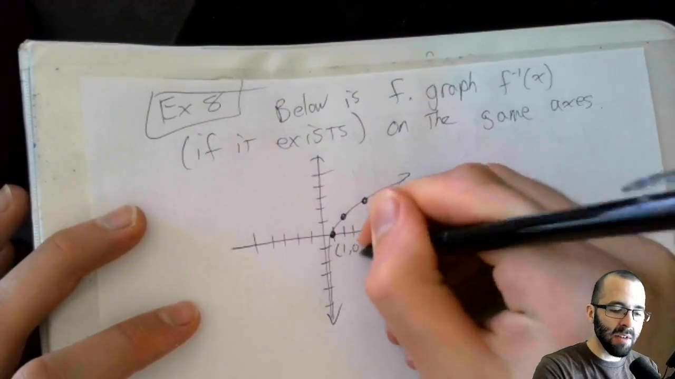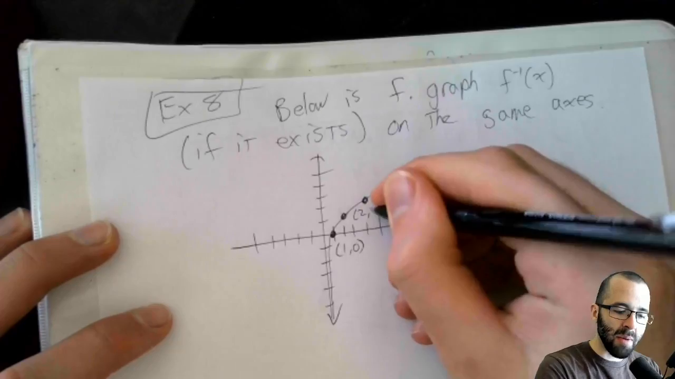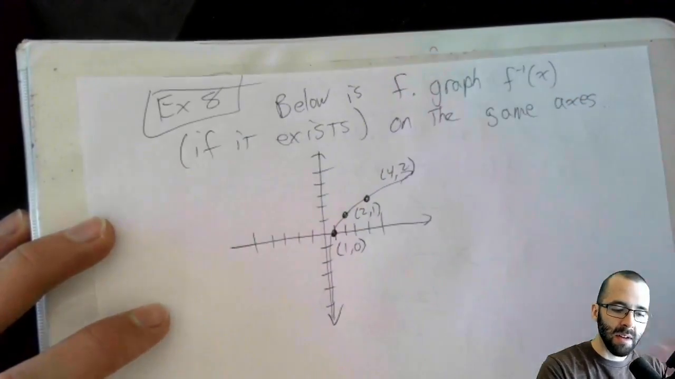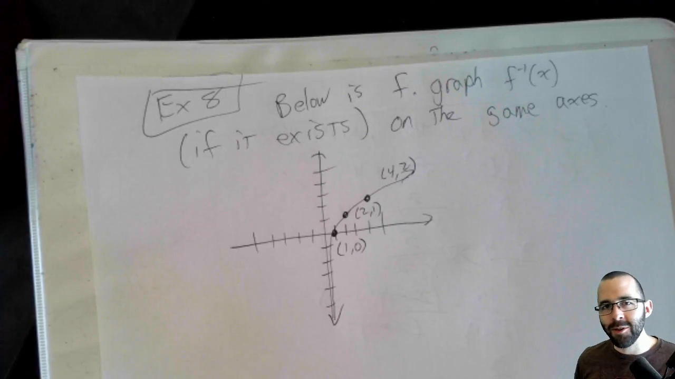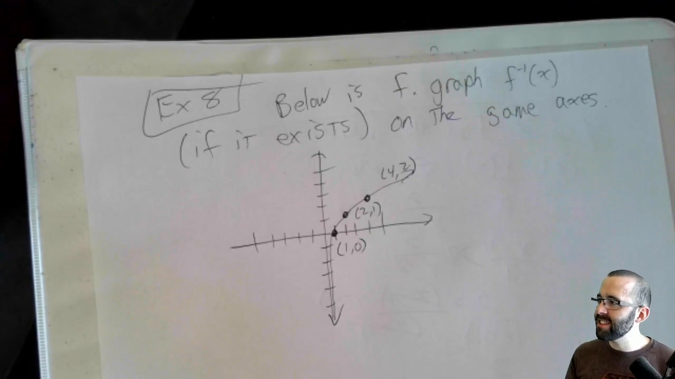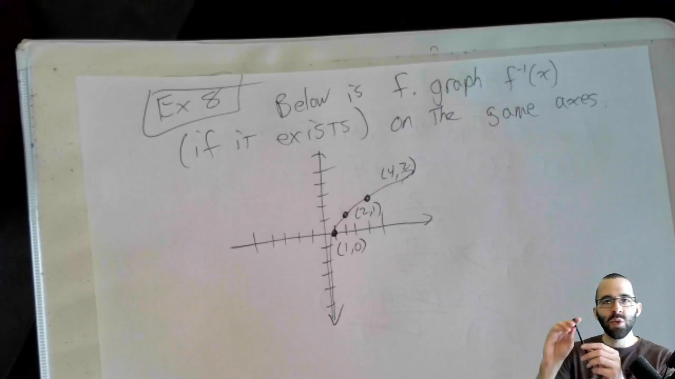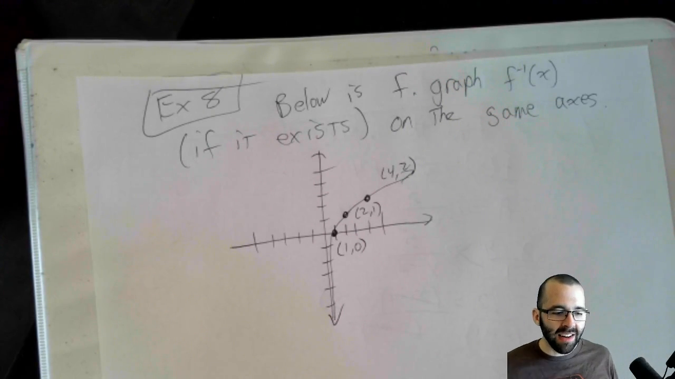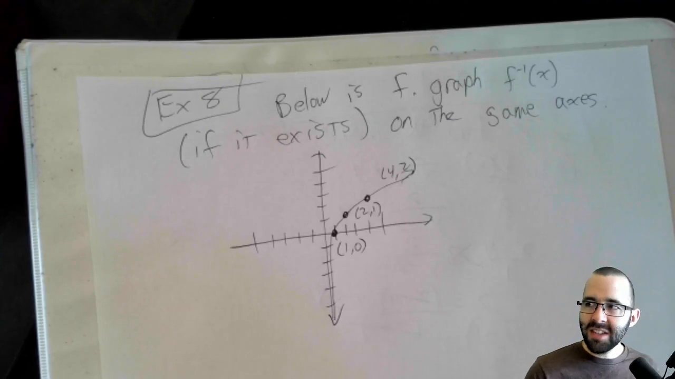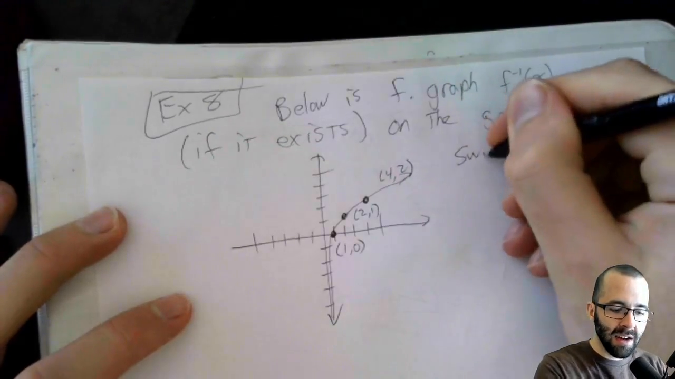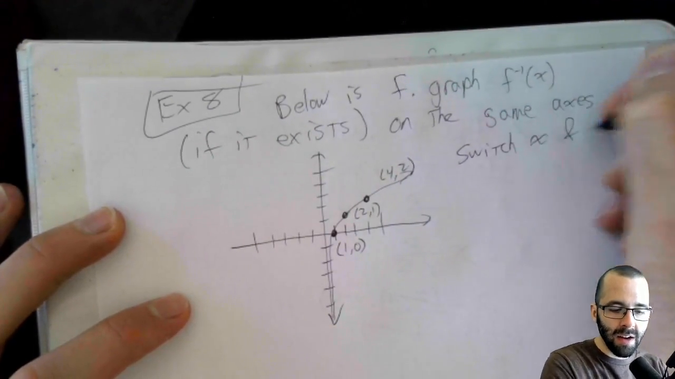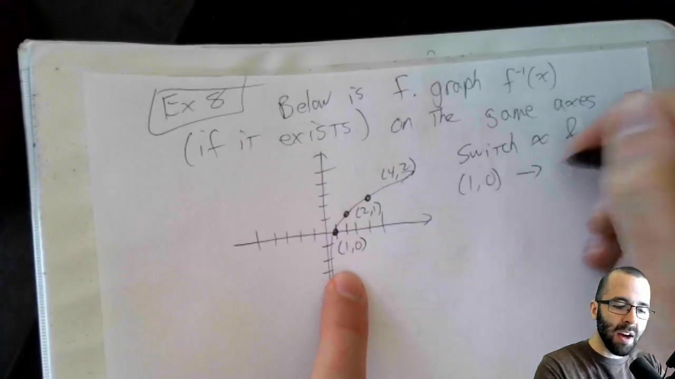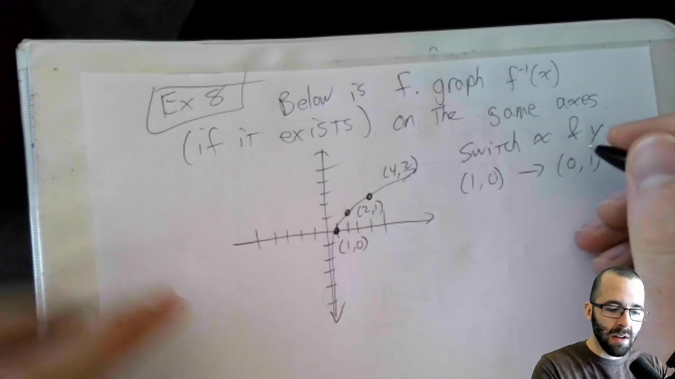This is the point (1, 0). This is the point (2, 1). This is the point (4, 2). To find the inverse function, one of the big things that we've been saying in this section is that you switch the x's and the y's. Well, that works for graphs too, right? If we switch the x's and the y's, what happens? (1, 0) becomes (0, 1).